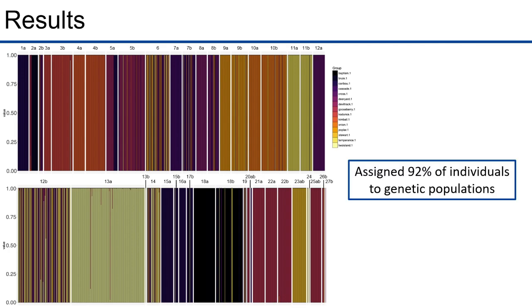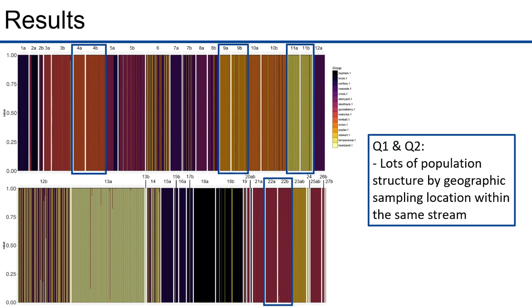First is that using this approach, we were able to assign over 90% of our individuals to a genetic population, which was really exciting. And our first main takeaway is that we see a lot of population structure by the geographic sampling location, particularly within the same stream. So for example, if you look at this cluster here, at Kimball Creek 4A and B, those are fish that were sampled above barrier in Kimball Creek and below barrier in Kimball Creek, and we see that they look really genetically similar. In fact, even more genetically similar than fish in the neighboring tributaries.